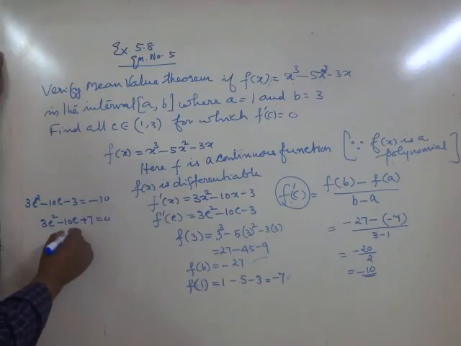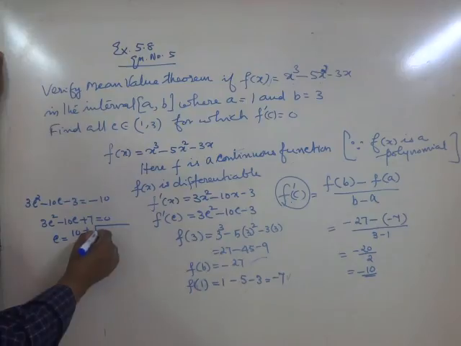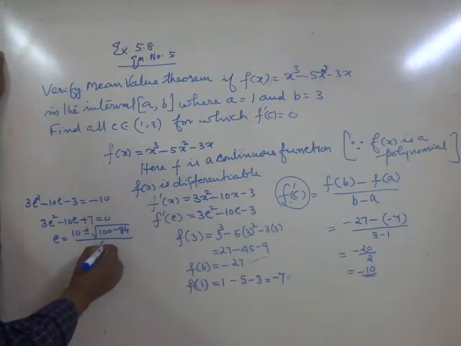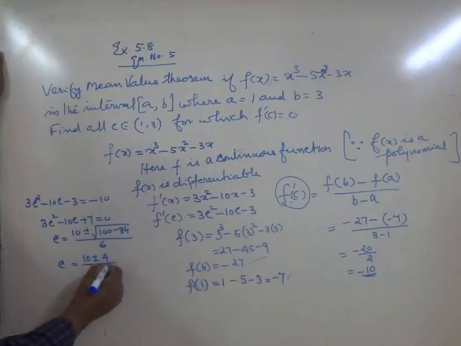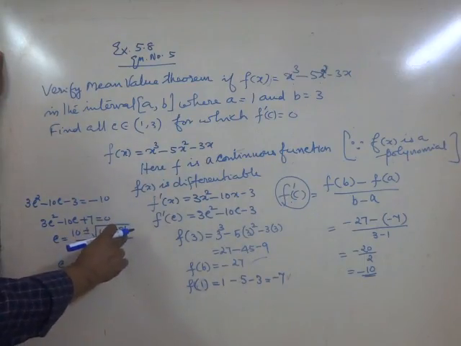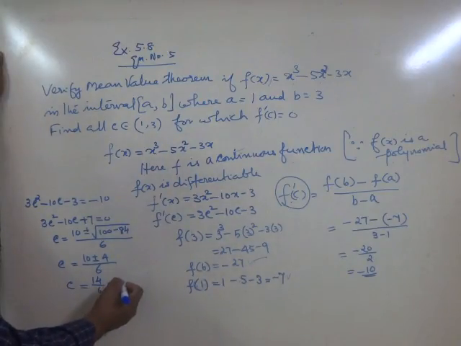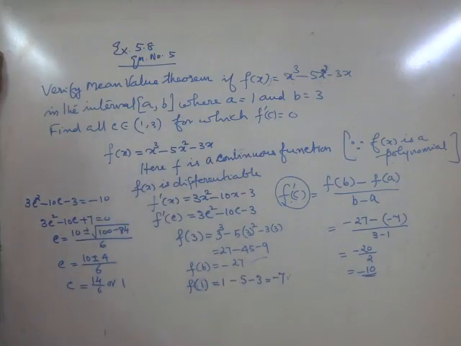c is equal to minus b plus or minus square root of b square, that is 100, minus 4ac, that is 84, divided by 2a, that is 6. That is c is equal to 10 plus or minus 4 by 6. 100 minus 84 is 16, square root of 16 is plus or minus 4. So, c is equal to 14 by 6 or 1. 14 by 6 means 7 by 3 or 1. The value of c is found to be 7 by 3 or 1.